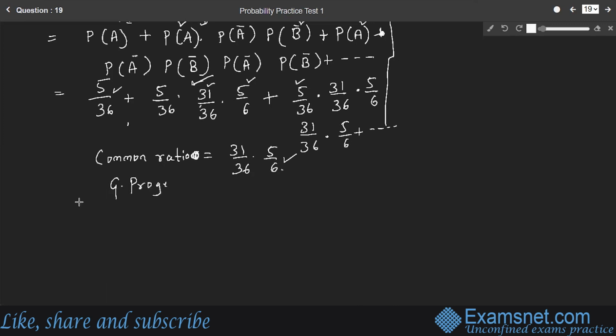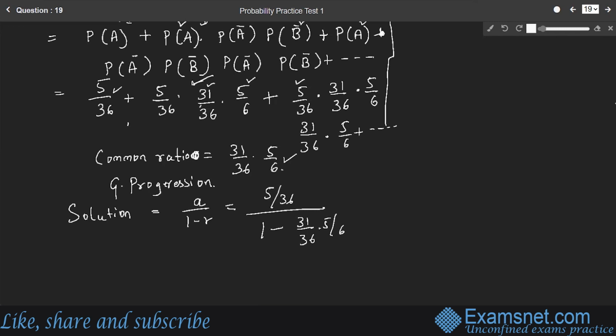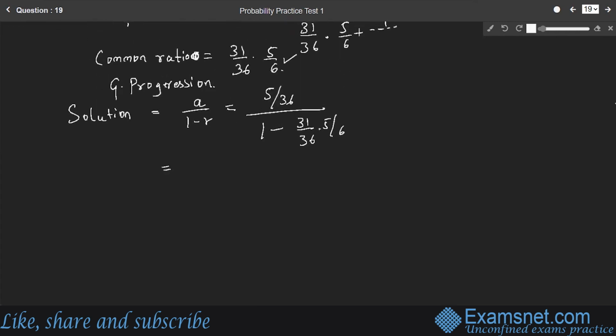So how to find the solution in geometric progression? Therefore, solution is equal to, in case of geometric progression, A by 1 minus R, where A is the first term, right? So R is the common ratio. Here A is the first term, which is 5 by 36, whole divided by 1 minus the common ratio, 31 by 36 into 5 by 6, right? Therefore, simplify it. So here 5 by 36, take the LCM, which is 6 into 36, to the numerator, then whole divided by 6 into 36 minus 5 into 31.